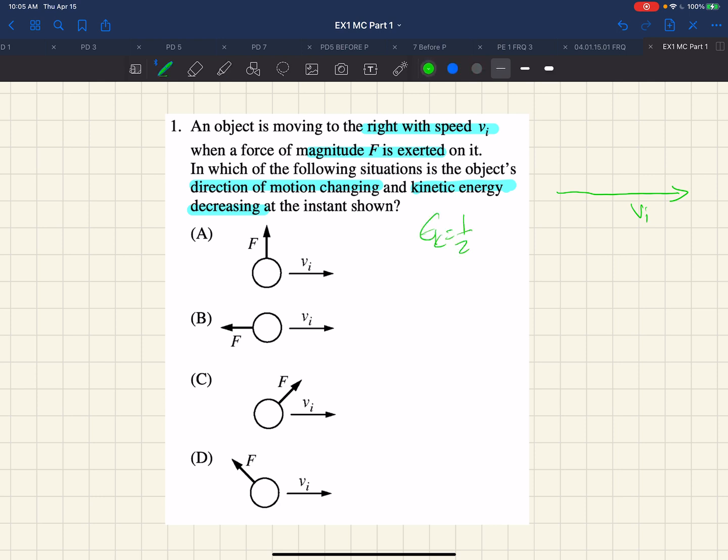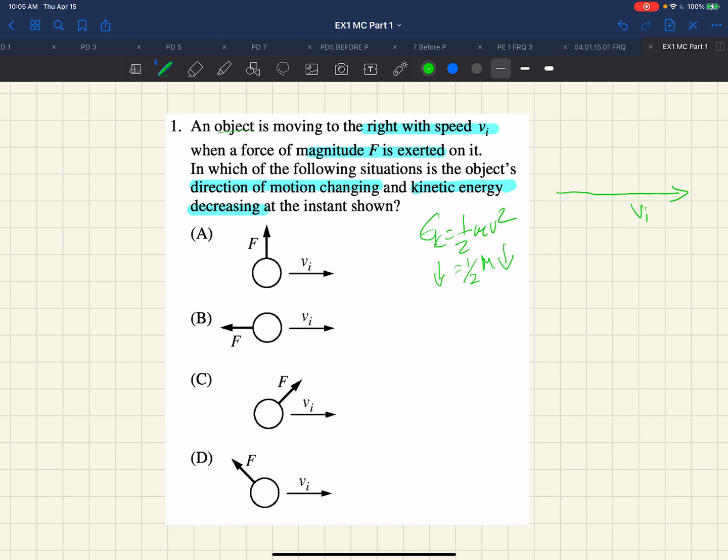EK is 1/2 mv squared, and it's an object. So we have every reason to believe that, and there's no mention of the mass changing, so the mass is going to be the same. So for the kinetic energy to decrease, the speed must decrease. So our first approach here is just to determine which of them would cause the speed to decrease.